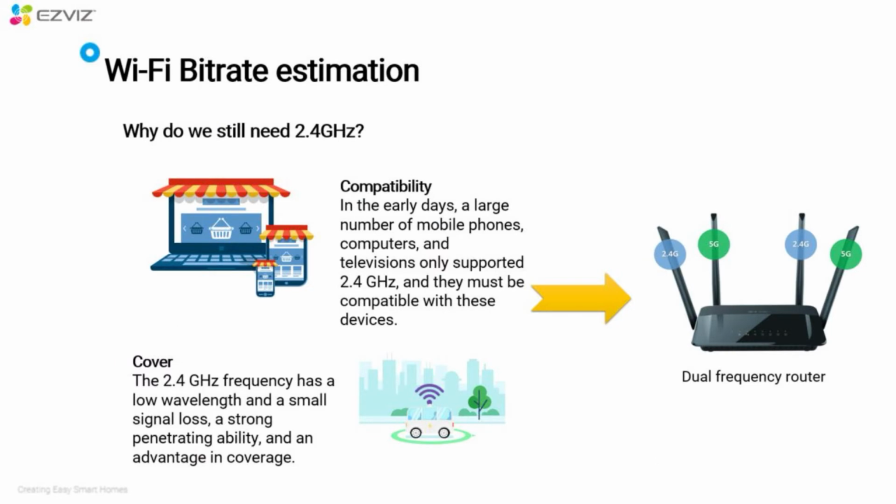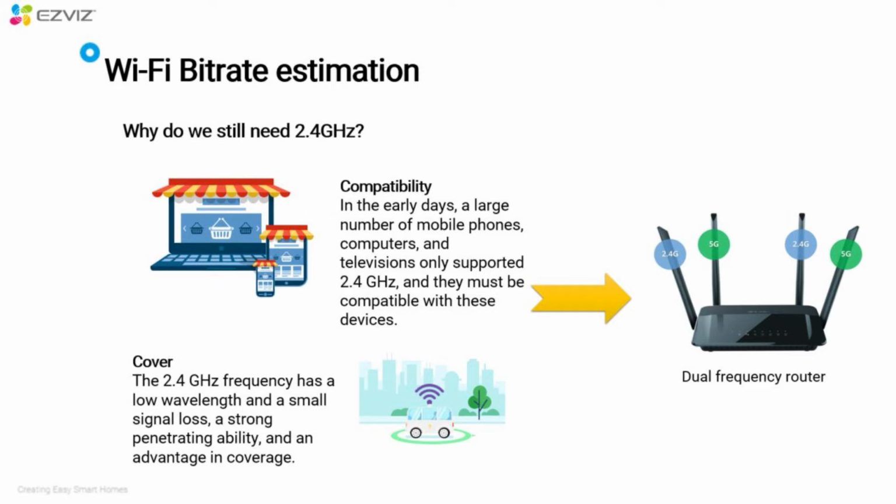So, since we have 5 GHz Wi-Fi technology, why do we still need to use the 2.4 GHz Wi-Fi? There are two main reasons. The first one is compatibility. So in the early days, a large number of mobile phones, computers, and televisions only support the 2.4 GHz, and they must be compatible with these devices.